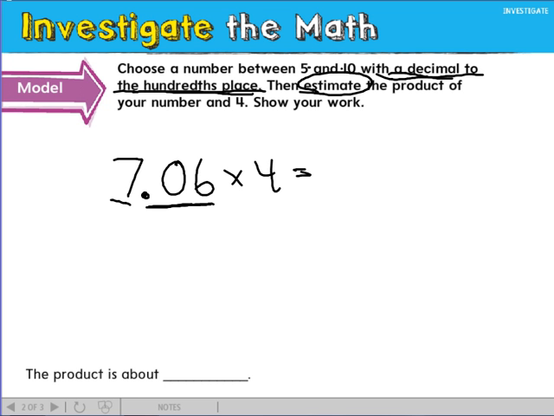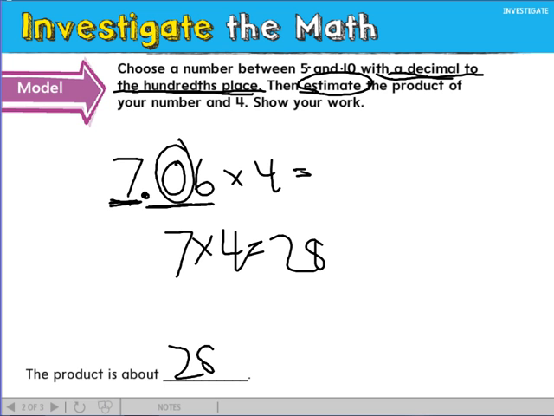So in this case, 7 and 6 hundredths rounded to the nearest whole number is going to be what? 7. Because we look at the digit next to it. It's less than 5, so 7 stays the same, right? So 7 times 4 equals what? 28. So the product is about 28.